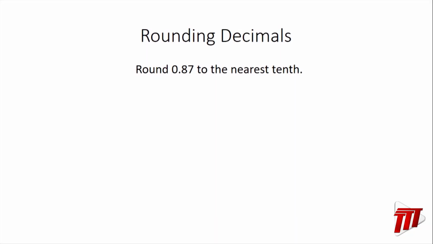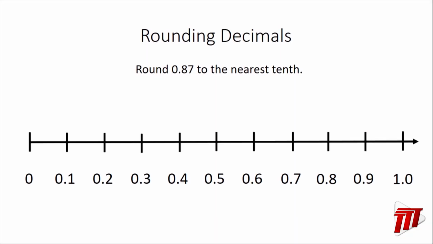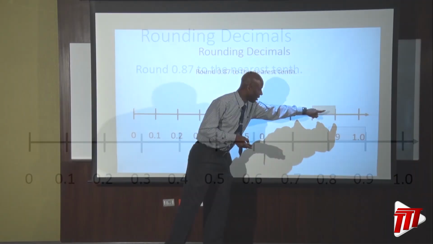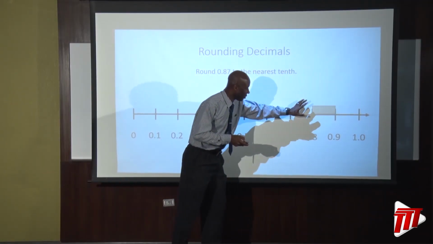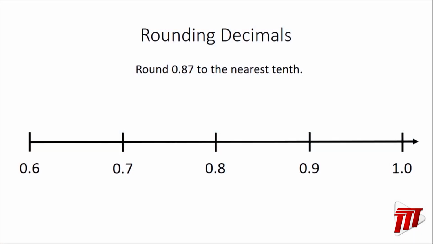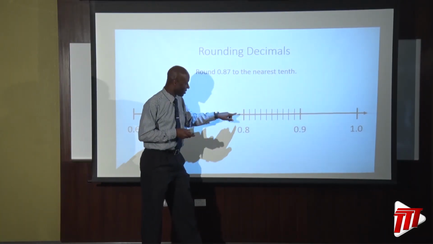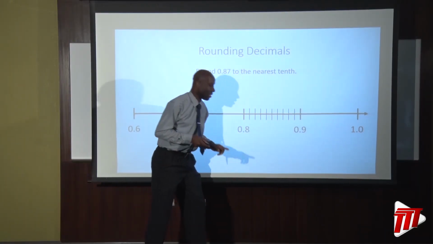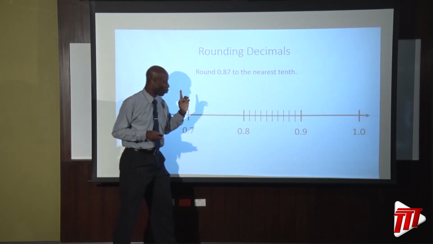Another example, this time we are to round 87 hundredths to the nearest tenth. 87 hundredths is going to be located between 8/10 and 9/10. So I am going to zoom in on this particular area, 8/10 and 9/10. I am going to divide this distance. Remember, this is 1/10 from 8/10 to 9/10. That distance is 1/10.